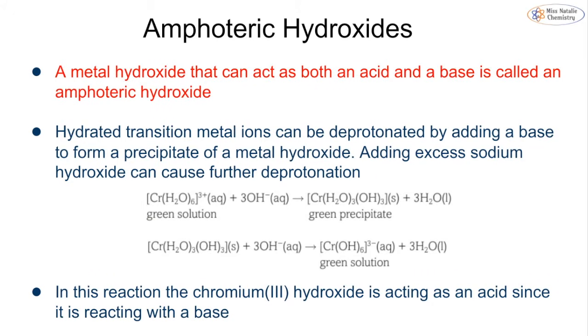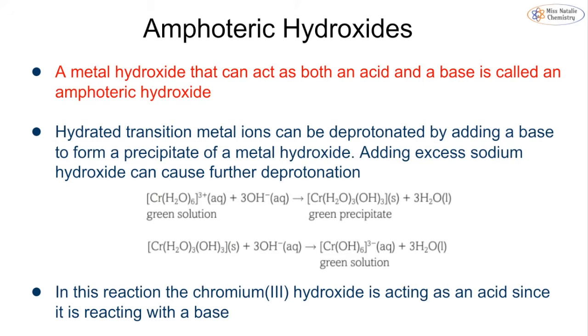Now, some of our transition metal complexes can actually act as amphoteric substances, and in particular, we're going to look at some amphoteric hydroxides. If you remember, if something can act as both an acid and a base, we call this amphoteric, and we learned this back in topic 14 when we were looking at acid-base equilibria. So if we take this hydrated transition metal ion, this can undergo a deprotonation reaction, and this is by adding a base to form this precipitate.